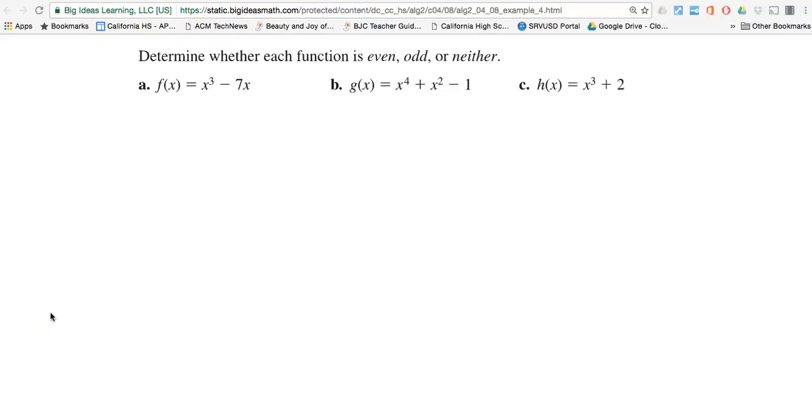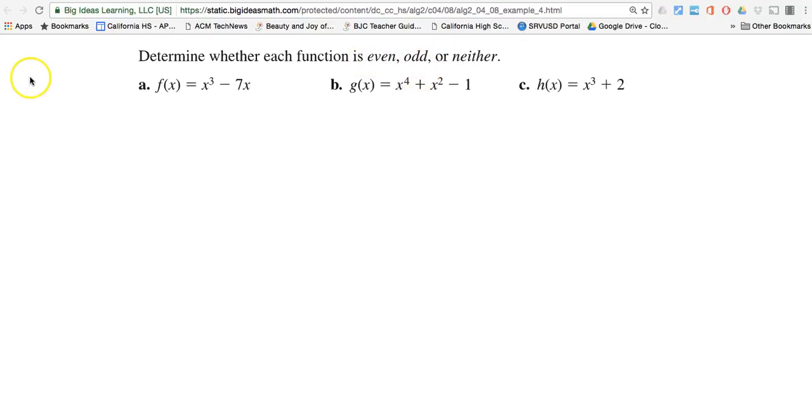All right, welcome to the second example in section 4.8. In this example, we're going to be looking at determining whether our function is even, odd, or neither. Now, we've associated even and odd with just the highest exponent in our polynomial up to this point. But there's also another definition that we need to look at, because when we start having polynomials that have multiple terms and different transformations, they may not always fit one of these definitions.